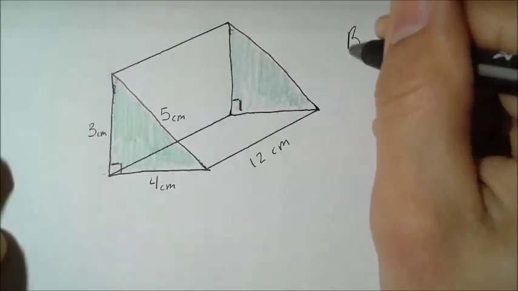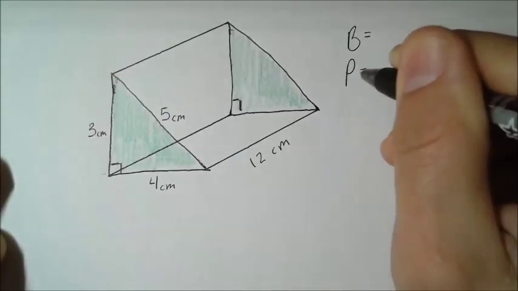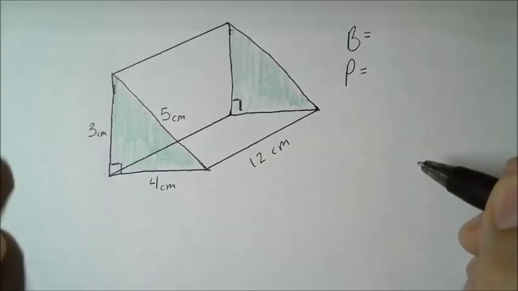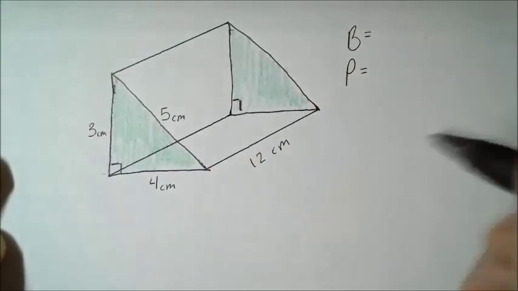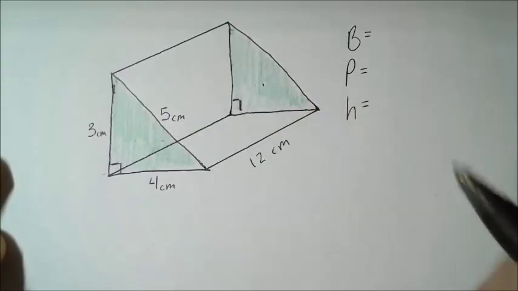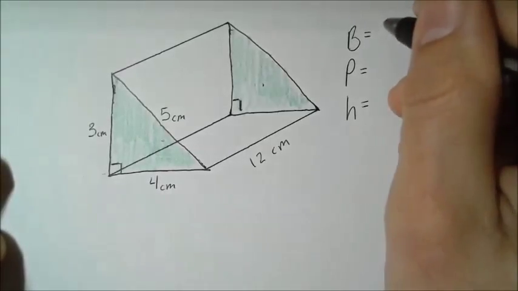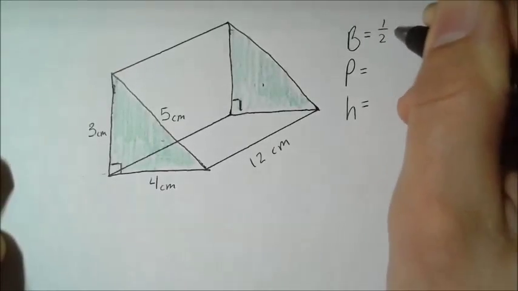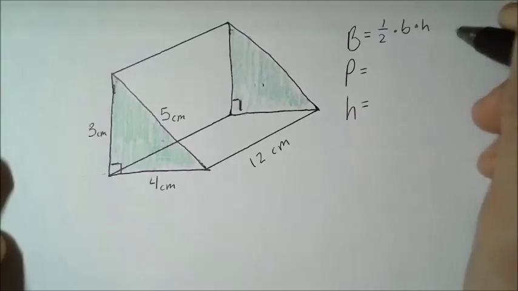The first thing, we want to find big B, the area of the base. Then we want to find P, which is the perimeter of the base, in other words, the distance if we were to travel all the way around it. And then we need to find H, which is the distance between the 2 bases. So for big B, we're going to use our formula for a triangle, which is 1/2 times the base of the triangle times the height of the triangle.